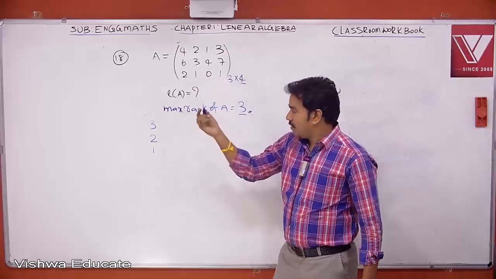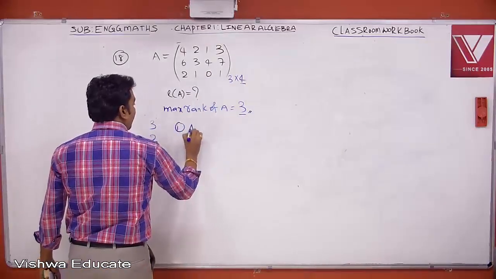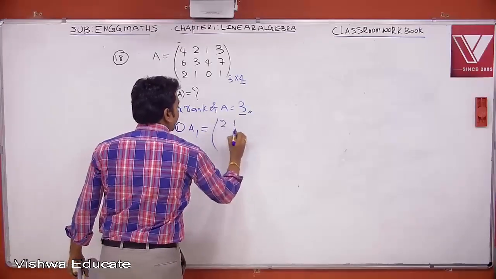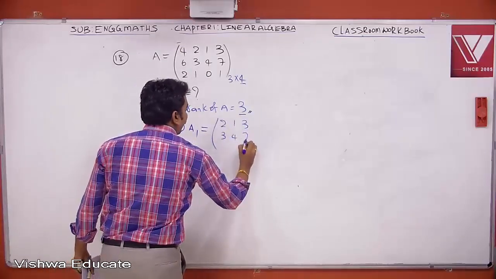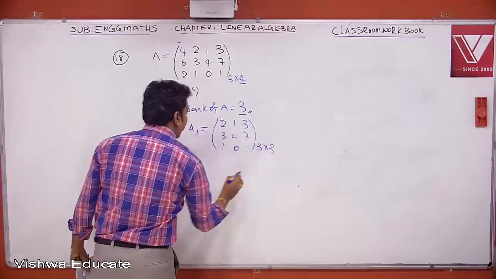I will get A1. Let us see. Here A1. A1 is a submatrix by eliminating only the first column. So this is 2, 1, 3, 3, 4, 7, 1, 0, 1. So this is a 3 by 3 submatrix.